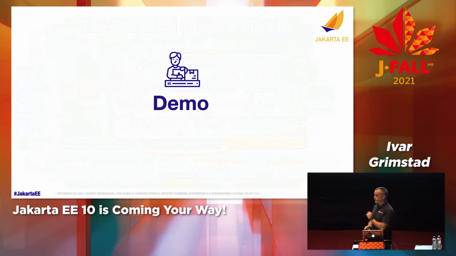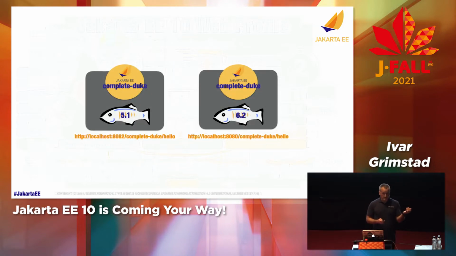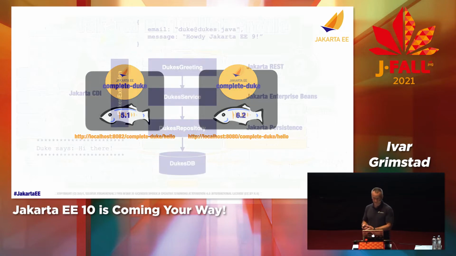So let's go in and look at a demo. Since I don't have any EE 10 implementations ready yet, I'm using 9.1, but I'm also using 8. What I'm going to do is take an application running on Jakarta EE 8 and convert it, with the namespace change and everything, to 9.1, and I'll even add some Java SE features there to see that we can run GlassFish 6.2 on 17.